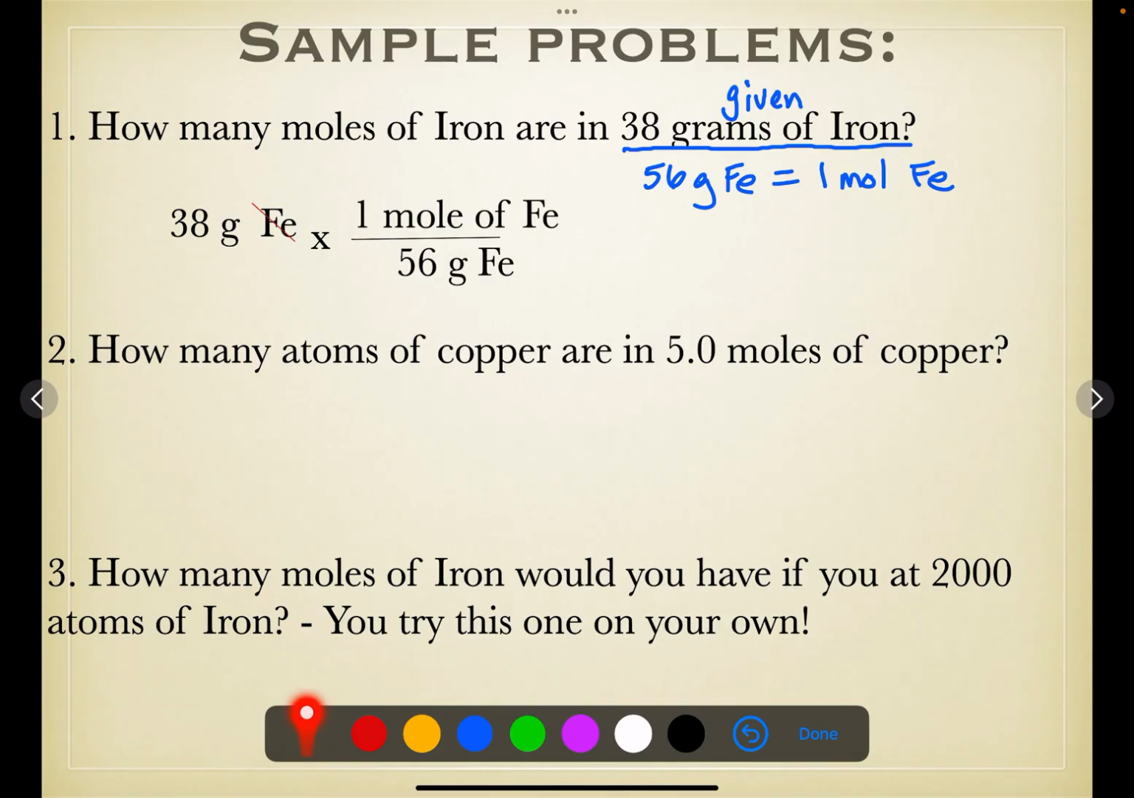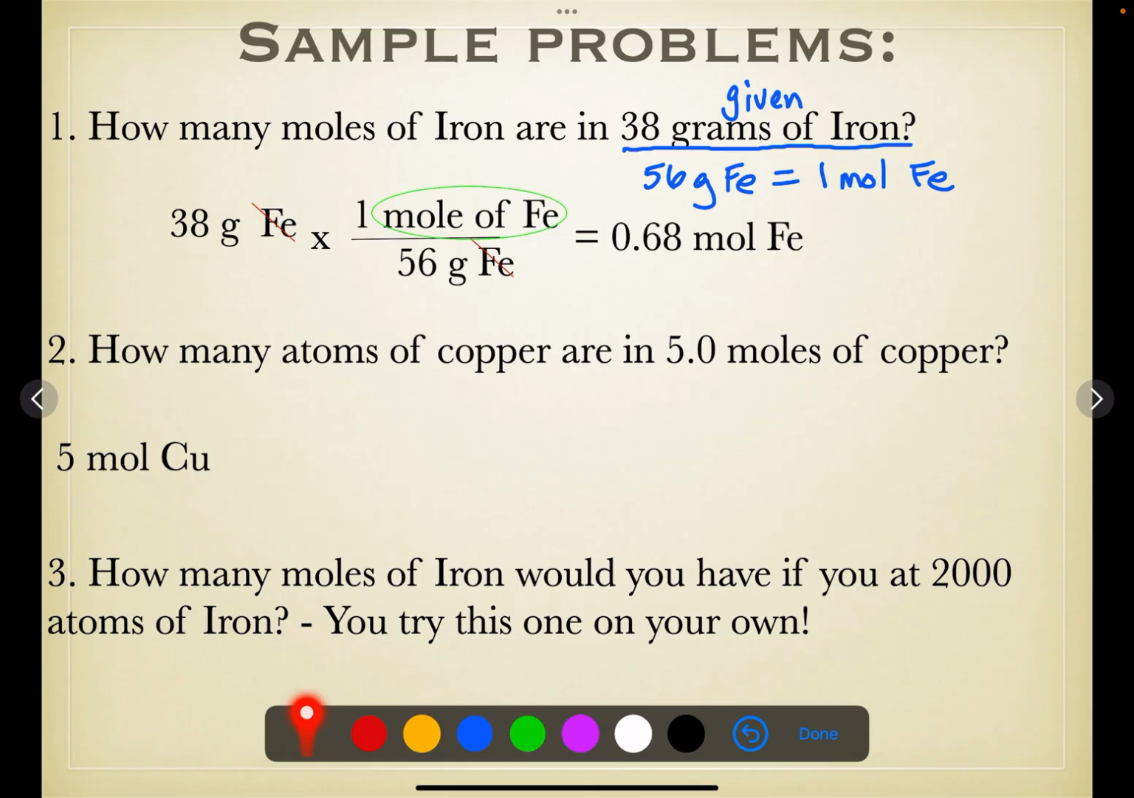And what that does is it cancels out the grams of iron, leaving us with moles of iron. And then the math is 38 times 1, you don't have to do that, divided by 56. And that leaves us with a final answer of 0.68 moles of iron. Okay.